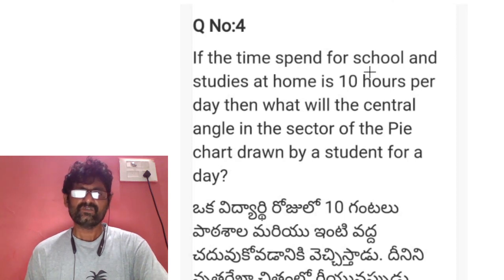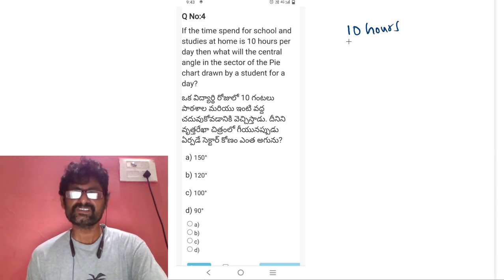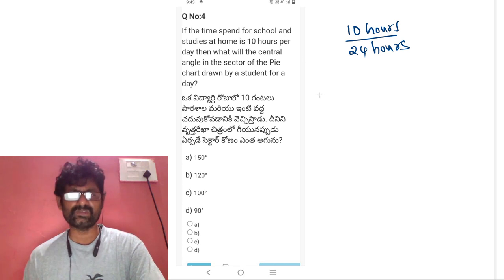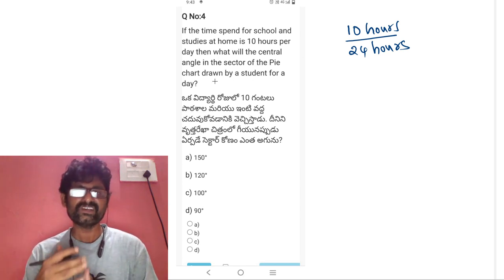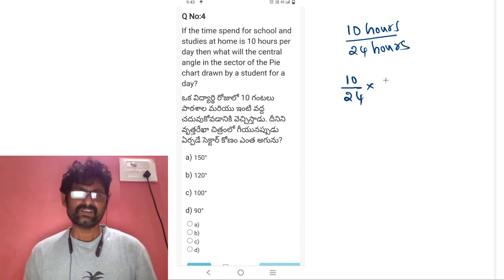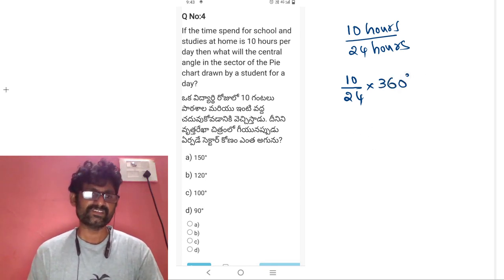If the time spent for school and studies at home is 10 hours per day, then what will be the central angle in the sector of the pie chart drawn by a student for a day? Here he is spending 10 hours out of 24 hours, since a day has 24 hours. We need to find the equivalent central angle for this. That is very simple: 10 by 24 times the total central angle, which is 360 degrees. Let us calculate this and we will get the answer.